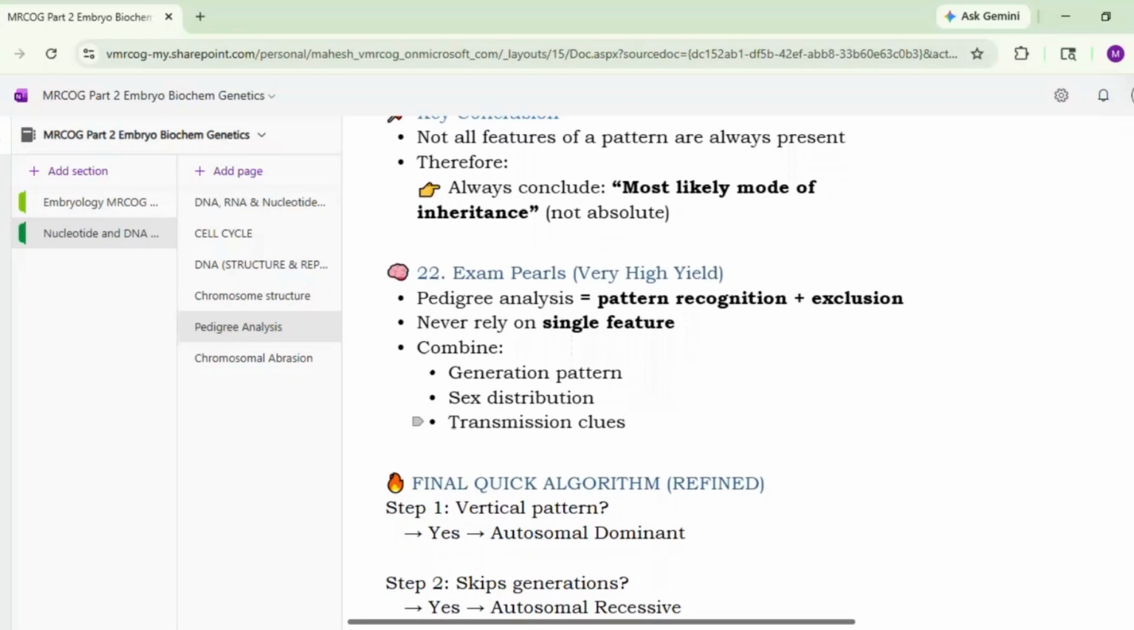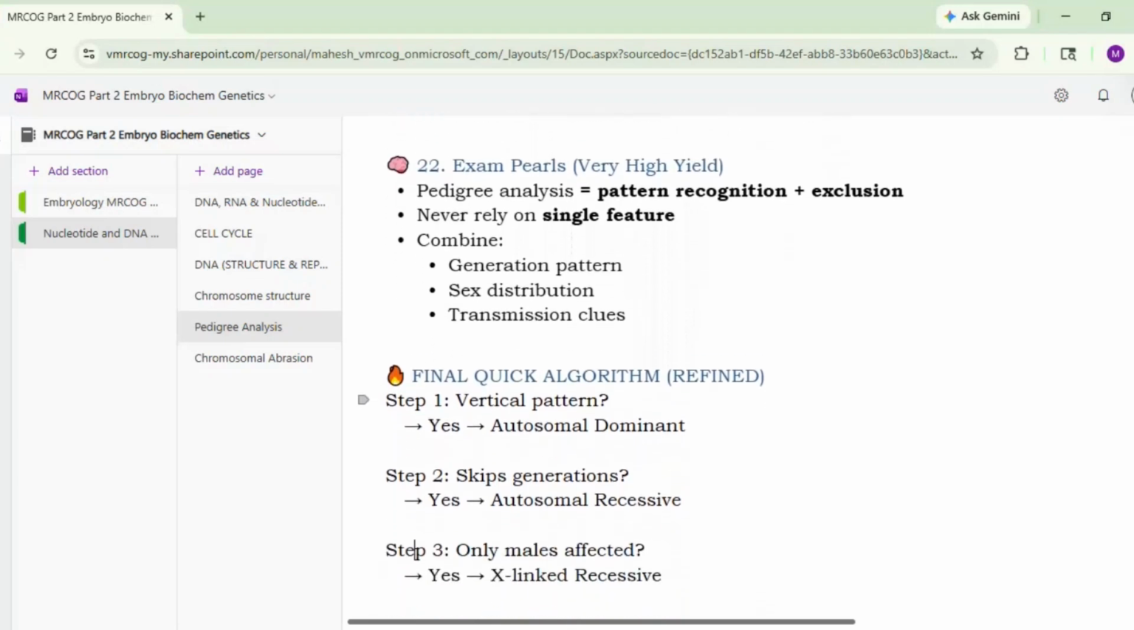That is the key principle which we will follow. Never rely on a single feature. Always combine generation pattern, sex distribution, and transmission clues. Okay, so these are the things which you should remember.